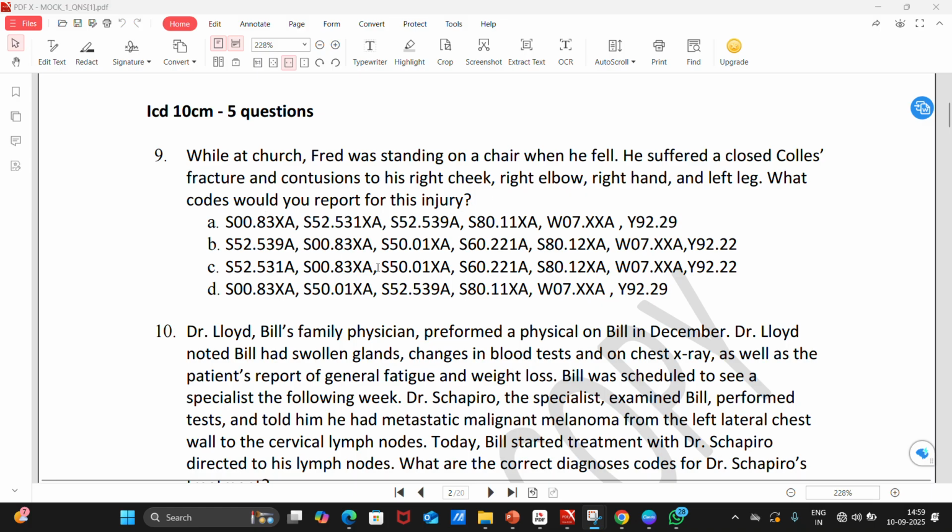So here are the options. We'll check the options and try to answer the right option.